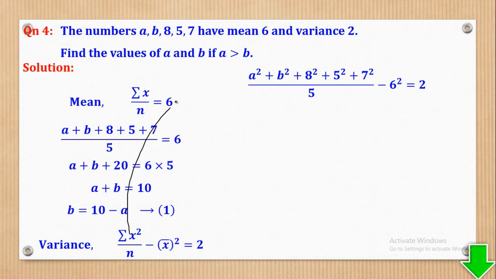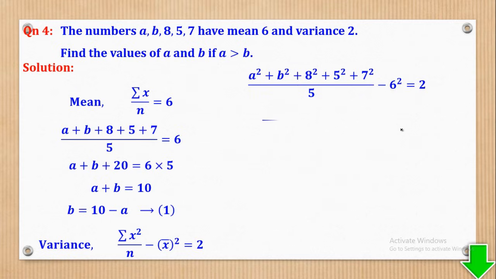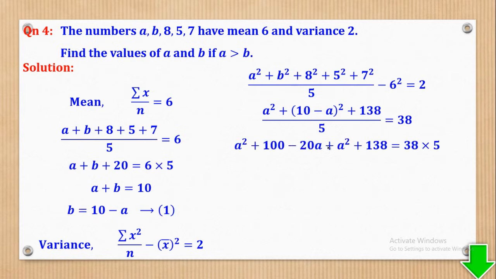So summation of x squared is this. Each value is squared independently. That is what you must remember. Then n is the total number of data values, which is 5. And x bar was 6, so you have to square it, and this 2 is maintained. So when I substitute for b, I'll come up with this. Cross multiply, I'll come up with that. Collect like terms, I'll come up with that. Reduce, divide throughout by 2 to come up with this.